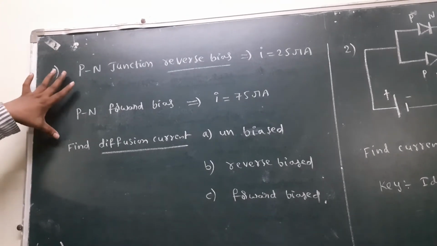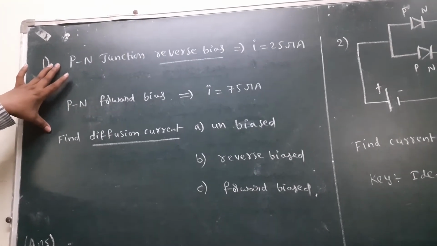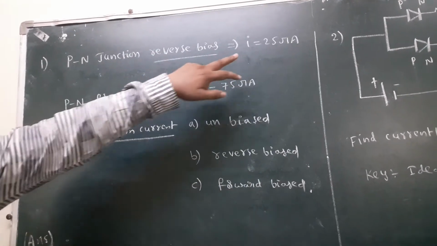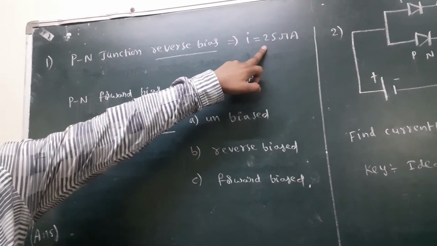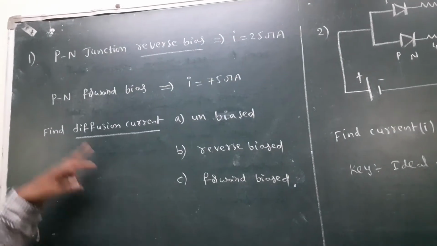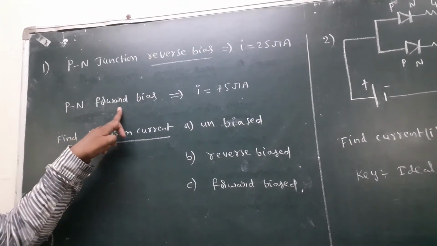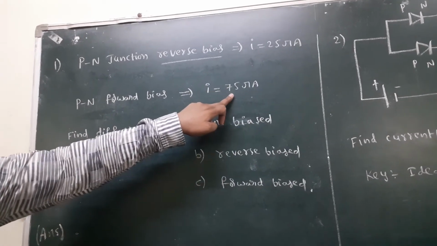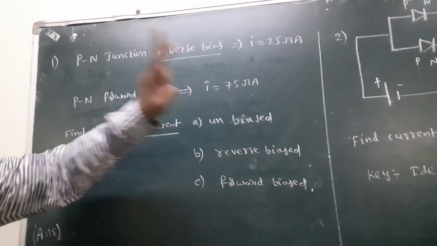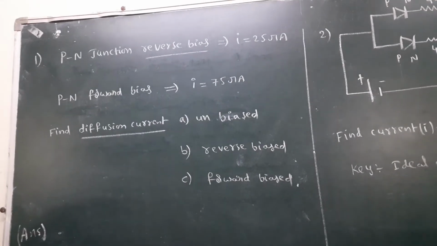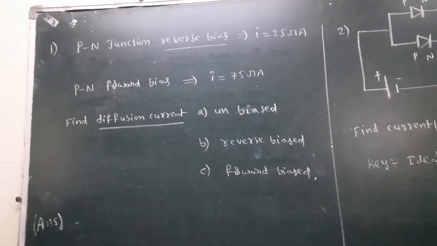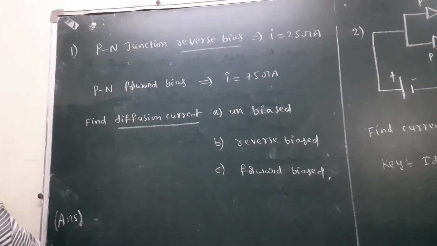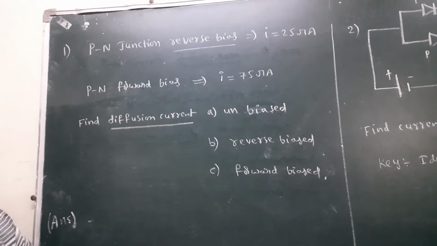Here, see the first problem. The PN junction is reverse biased, the corresponding current is 25 microamperes. The PN junction diode is forward biased, the corresponding current is 75 microamperes. Okay, find the diffusion current. According to the concept, what is the diffusion current?